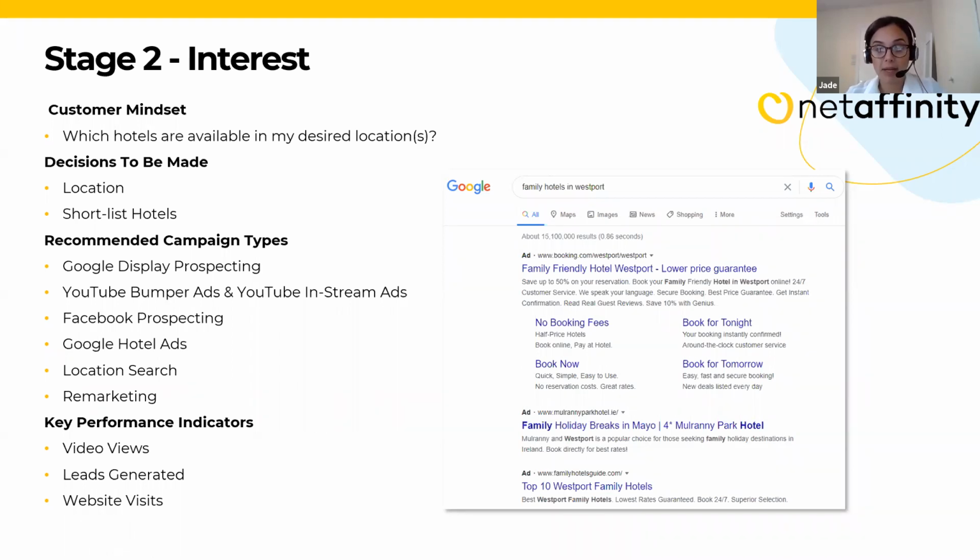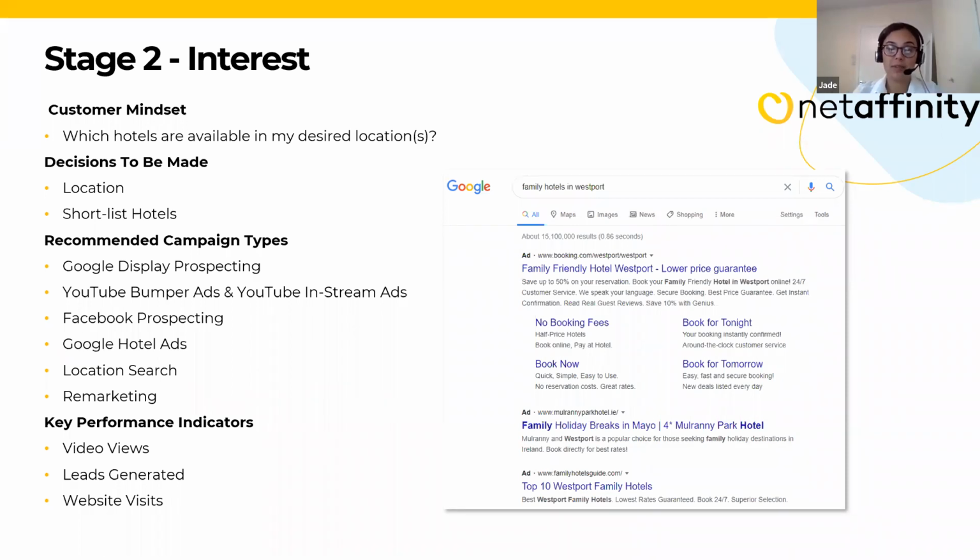Recommended campaign types, continuing on from stage one of the funnel, are Google display prospecting, YouTube bumper ads, YouTube in-stream ads, and Facebook prospecting. Additional campaigns to support this stage of the funnel are Google Hotel Ads, location search, and remarketing. Key performance indicators are video views, leads generated, and website visits.